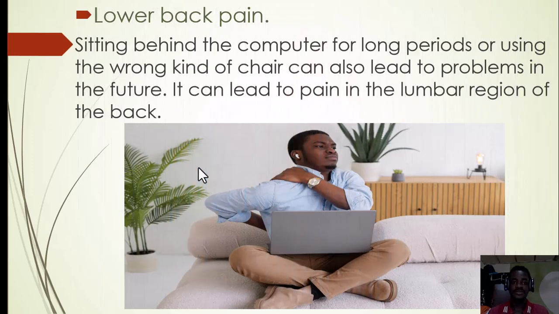Lower back pain. Sitting behind a computer for long periods or using the wrong kind of chair or gestures can also lead to problems in the future. It can lead to pain in the lumbar region of the back and many other parts of the body.